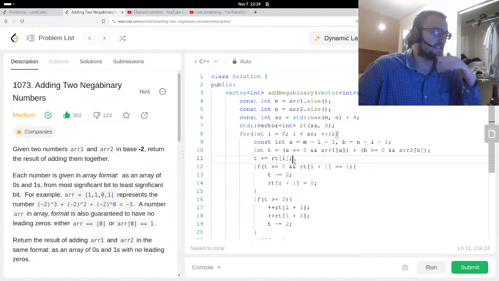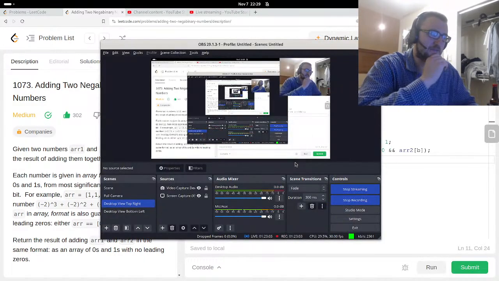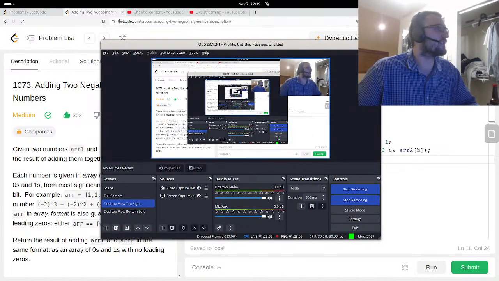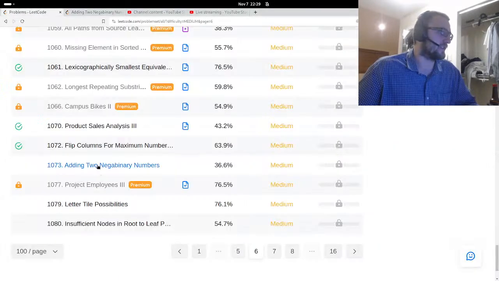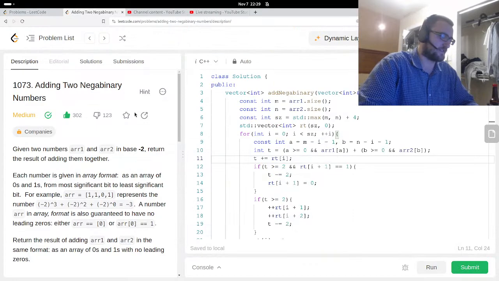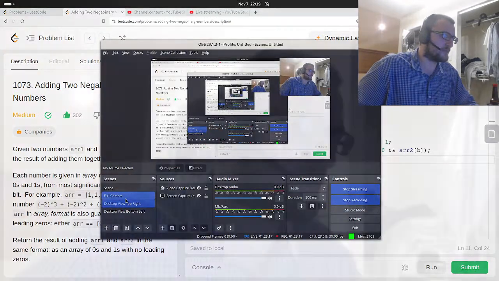Let's see. I think that's it for this question. So yeah, I think it's also it for me for tonight as well. Almost finished this page, which is cool. That's good. All right, I'll full screen here.